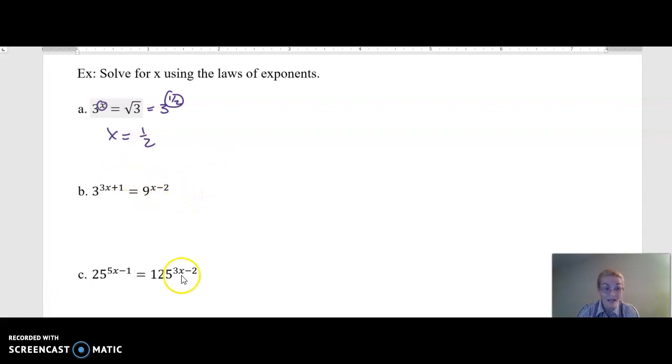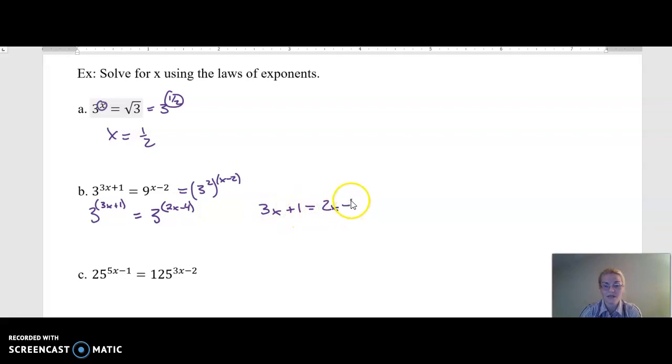All right, so now that you have done these, let's go through them together. So again, 3 to the 3x plus 1 is going to equal, again, I need the same base, 9 is 3 squared, all to the x minus 2. So this is the same thing as 3 to the 2x minus 4. We multiply our exponents, 2x minus 4. So setting my exponents equal, 3x plus 1 is equal to 2x minus 4. If I subtract 2x from both sides, and subtract 1, that means x must equal -5.